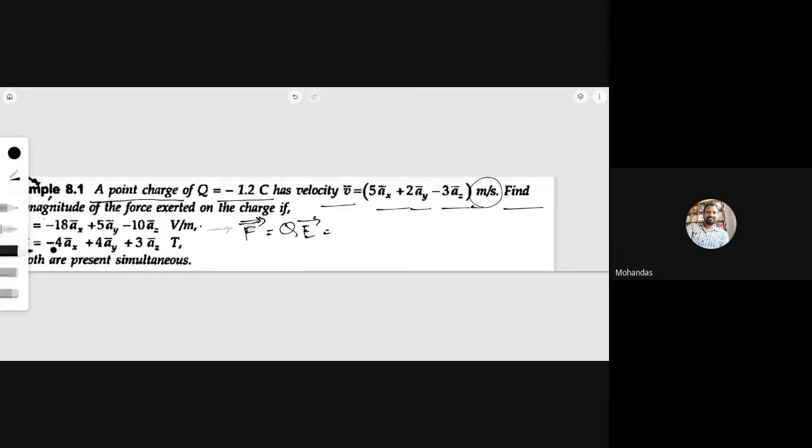For the B bit, what is the problem? The charge is moving in which field? Magnetic field. Very good. Then what is the force formula? Fm equal to Q into V cross B. Very good. So for the third question, we have to add these two forces. Both are present simultaneously. If both the fields are present, then F equal to Fe plus Fm.